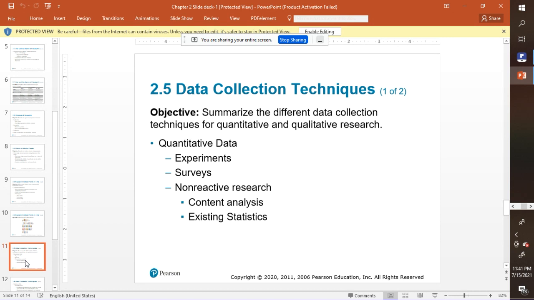A survey uses questionnaires you give out to your respondents, the people you're researching about, and they are made to fill them out. Then we have the non-reactive research, which is content analysis and existing statistics. For content analysis, the content is there. All you need to do is analyze what is already existing and see the outcome or result.